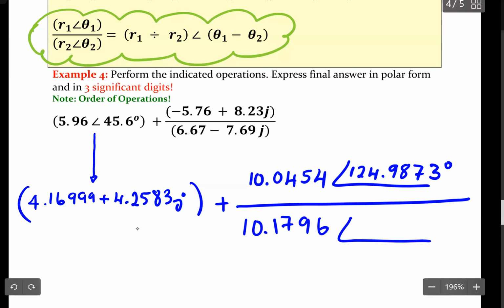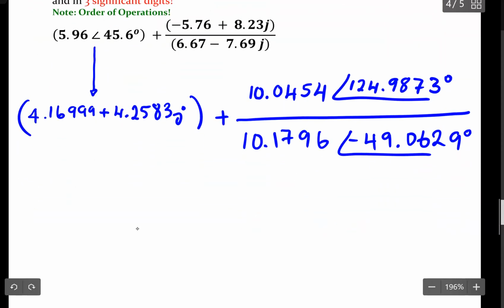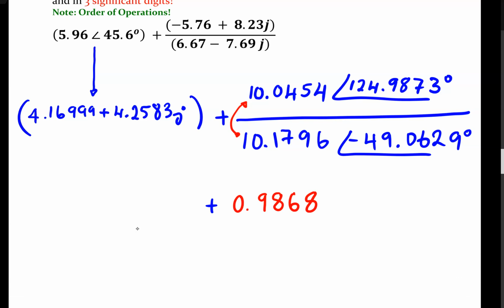Underneath, I convert this, and I should have 10.1796. My argument will be negative 49.0629 degrees. I'm going to perform the next step here, which is I will take these two moduli and divide one into the other. When I divide this, I should have the answer as 0.9868. Can you pay attention to this number.